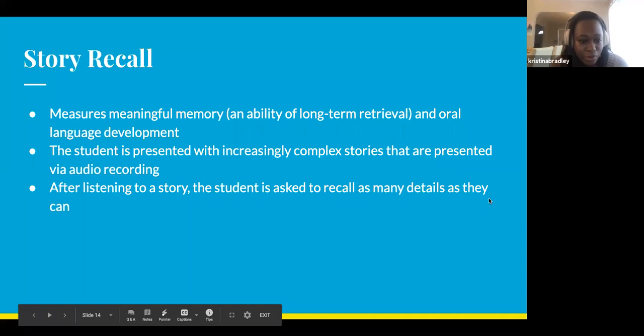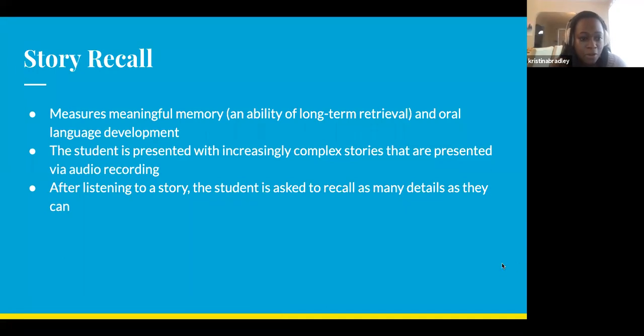The next subtest that we looked at is called story recall. For this particular subtest, the student or the examinee is presented with increasingly more complex stories via an audio recording. After the student or examinee listens to the story, they're asked to recall as many details as they can about the stories, again, as they increase in complexity. This subtest is really measuring meaningful memory, so basically a person's ability to retain long-term retrieval information, and also language processing development as well.